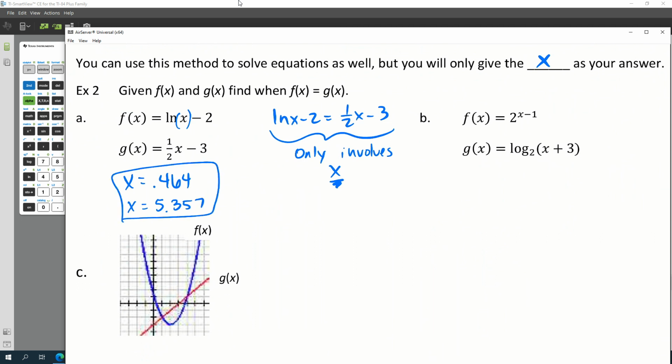So you just put the x's on these. So it just depends on the direction. Solving a system of equations is x and y. Just finding when f equals g is just x.